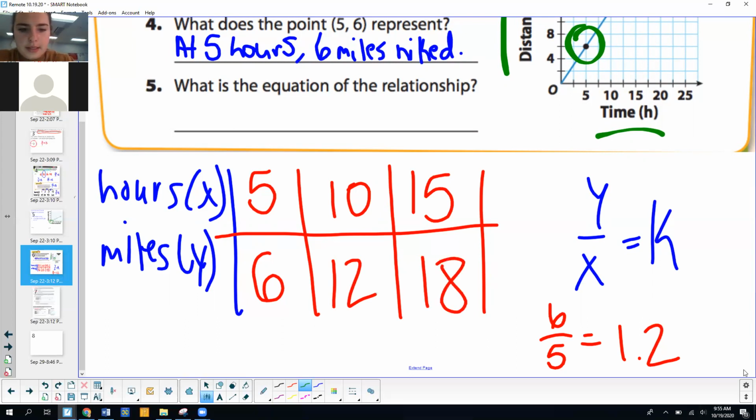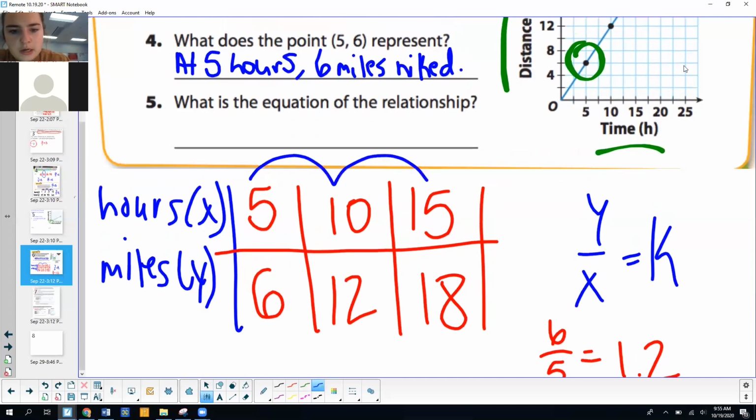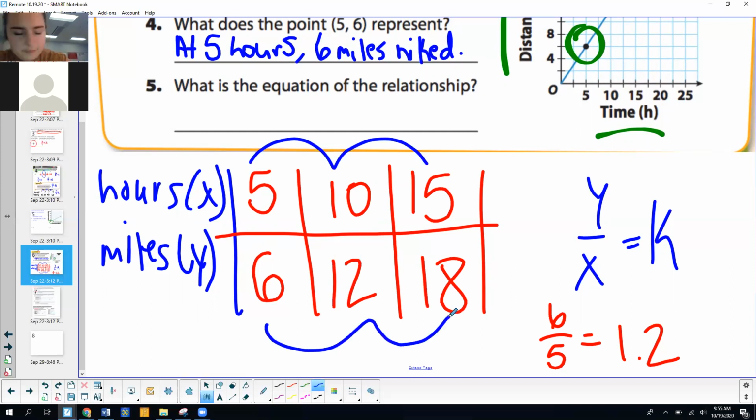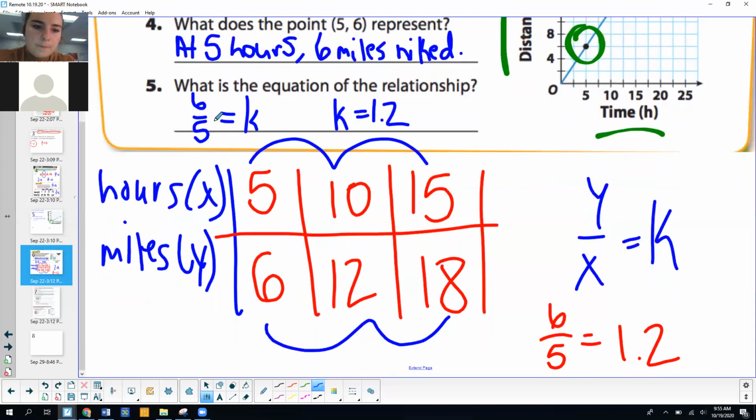So I can already see here that we are jumping in increments of 5, and here we're jumping at increments of 12, or of 6, excuse me. So these relationships are proportional. So what is the equation for the relationship? So 6 over 5 equals k. So our constant of proportionality is 6 divided by 5, but we also found out that k equals 1.2 when we put 6 divided by 5 in our calculator. So that is going to be our equation, and we found the constant of proportionality.